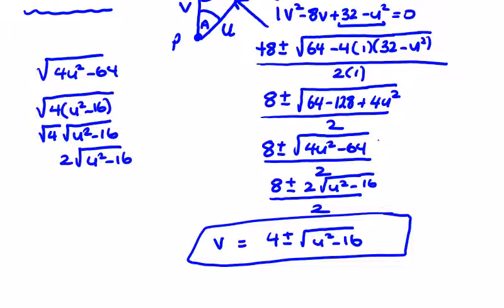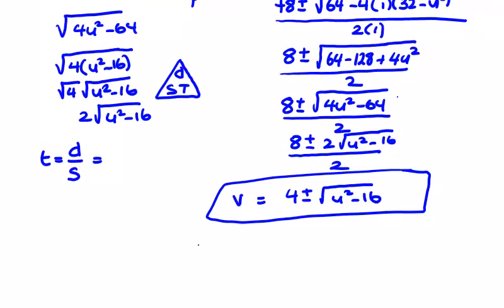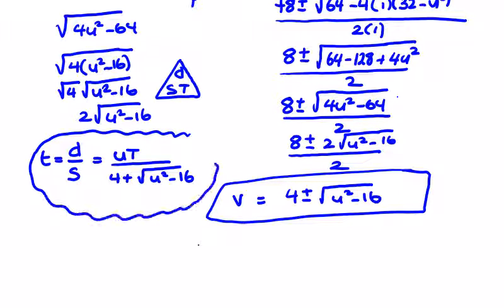We're looking for time. Time is distance over speed. So my distance, what do we get above? Distance was this ut. And speed, which we've just gotten here. Now the 4 minus, we can't have a minus speed here, so we'll just take the plus: 4 plus the square root of u squared minus 16. So quite a tricky question in 2009.